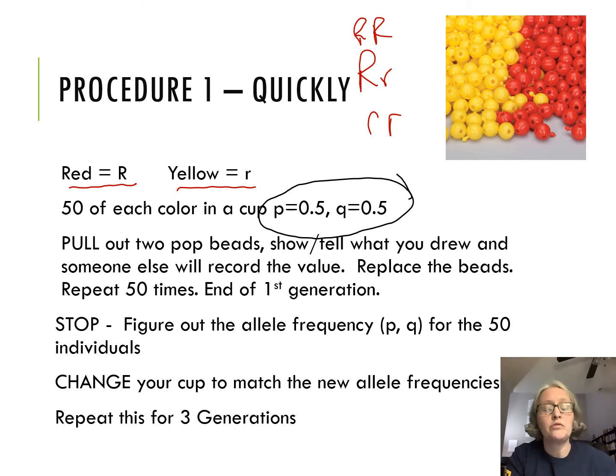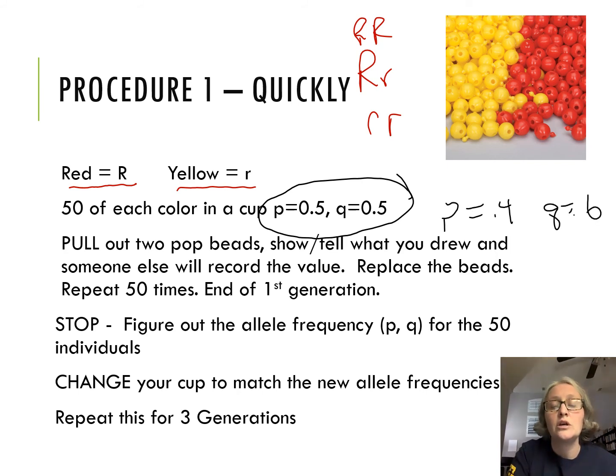If after going through the first generation, everything has changed and now P is 0.4 and Q is 0.6, you will change your bucket so that you'll have 40 yellow beads and 60 red beads. You then do the exact same thing with that new bucket now.